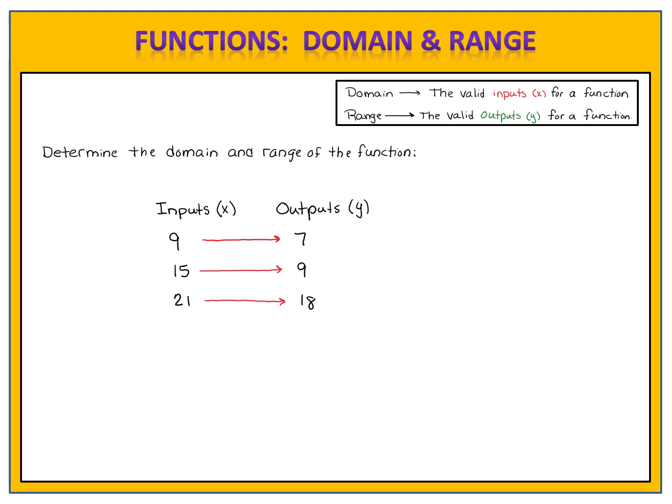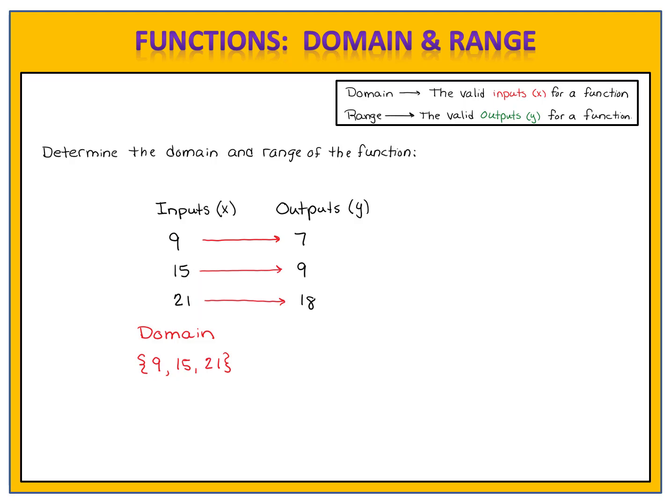Let's compare answers. The inputs make up the domain. We have three inputs in this function, 9, 15, and 21. So the domain is the list of numbers 9, 15, and 21. These three numbers make up the domain. They are the valid inputs or x values for this function.